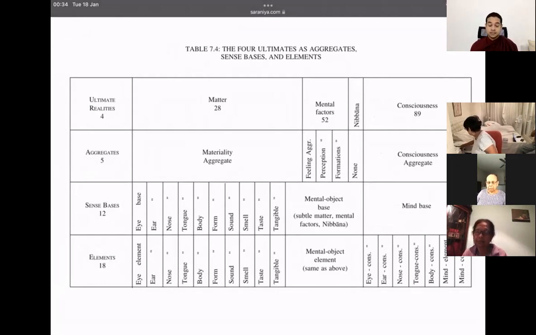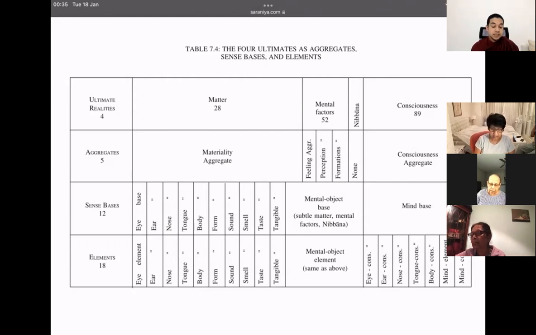The 4 ultimate realities are divided into 4 there: matter, 28; mental factors, Cetasika, 52; Nibbana, 1; consciousness, 89. The aggregates, khandhas: the materiality aggregate, Rupa Khandha; Vedana Khandha, the feeling aggregate; perception, Sanna Khandha; formations; and the consciousness aggregate. Now it mentions none there under Nibbana, because Nibbana does not have an aggregate. Do you understand why? Nibbana does not fall into an aggregate there.